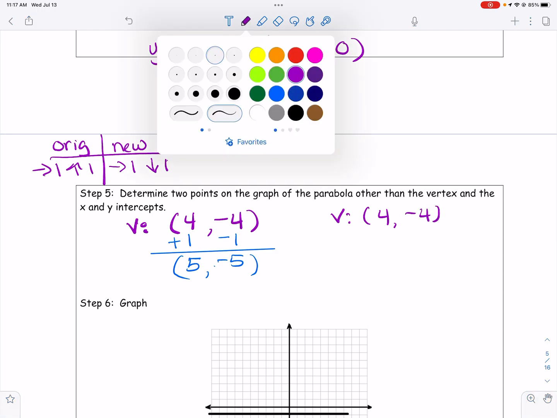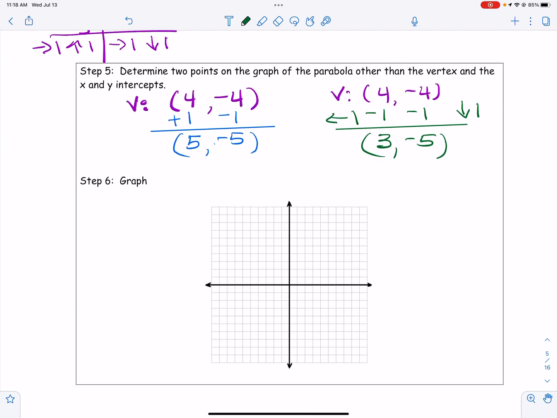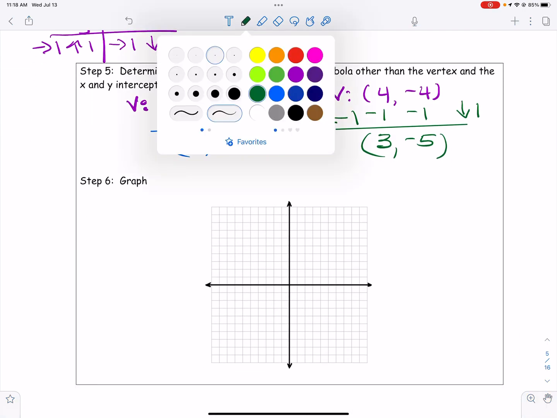So now the new movement, instead of moving right, I'm going to move left 1 and down 1. So I would subtract 1 and subtract 1. And so now I get 3, -5. So here's what my graph looks like.